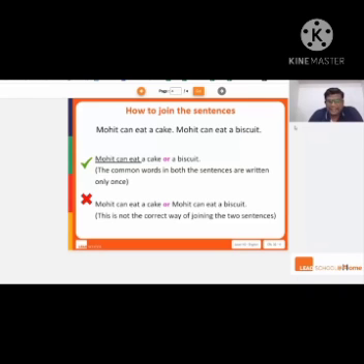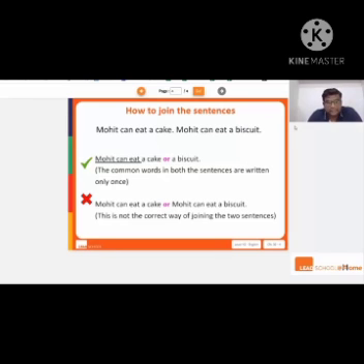Mohit can eat a cake or a biscuit. The common words in both the sentences are written only once. This is very important. Let's look at the wrong way of writing it. Mohit can eat a cake or Mohit can eat a biscuit. So what did we do now? We wrote the same sentence as it is. We did not change anything. We just, instead of a full stop, have written or.